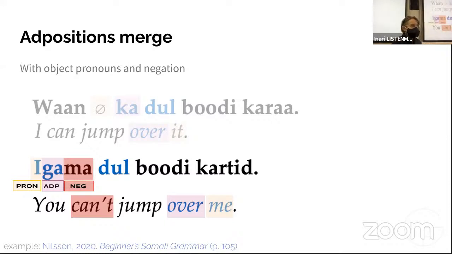Have I lost everyone? That's what booty means, jump. Yeah, exactly, that's jump. That's the infinitive form, because the can is the verb that inflects here. Kara is just "I can," and kartid is "you cannot." But then you also need the ma. So the negation is marked in both the adposition and in the verb form. You'd love to see the GF code for this.